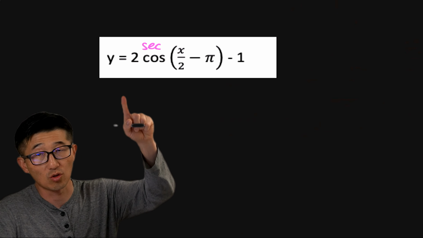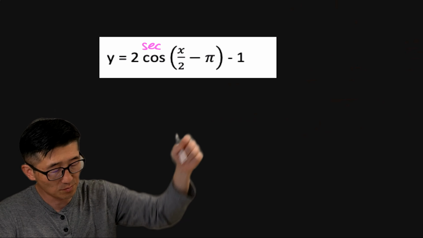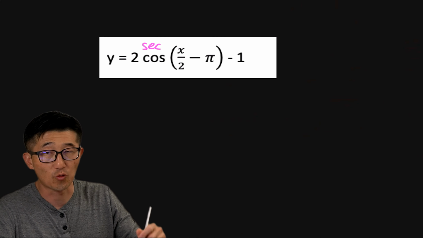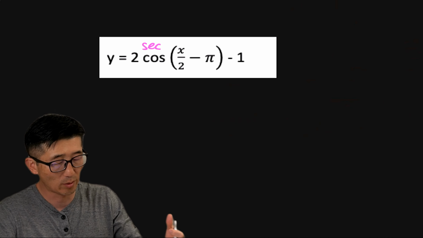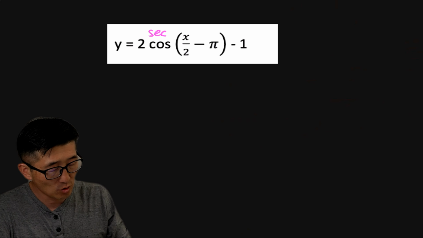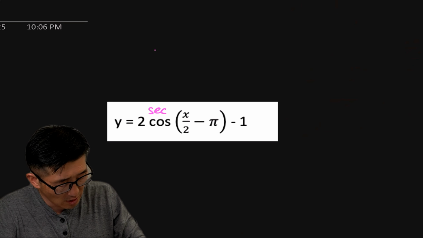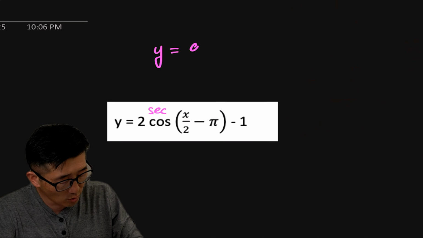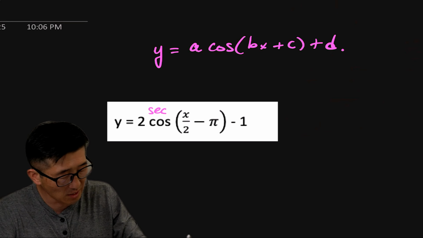So let's imagine your question says graph a 2 secant, with all of this. Well, you want to first graph a cosine graph, and then do what I'm going to explain in order to graph a secant graph. Okay, so now to do this, you have to find all the component parts of a graph. So since this is a cosine, we'll call it A cosine of bx plus c, plus d.